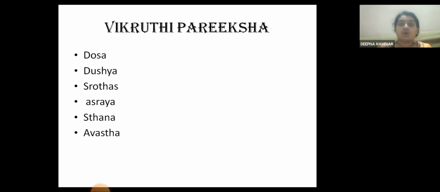And here the sthana is also important. Pakvashaya is the site of Vata, where we need an anulomana of the three doshas. Pakvashaya is the site for three dosha anulomana. We'll go for Vasti. Where there is a Pitta Utklishta Avastha, we go for Virechana.